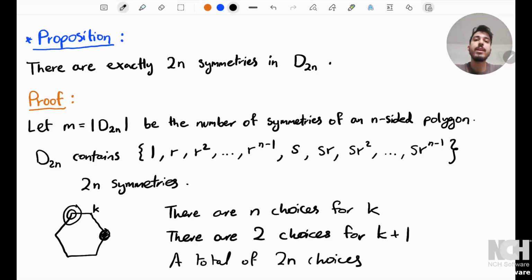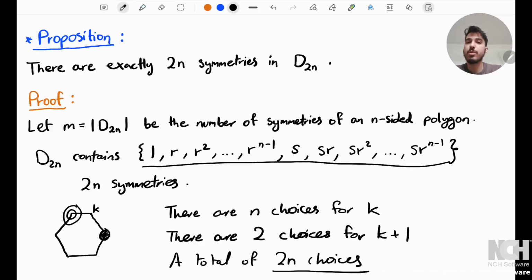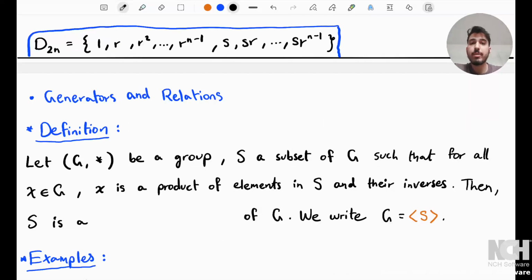And these choices determine completely the symmetries because of the rigidity of the vertices in the polygon. So there are at most 2n choices, and we have found all of the choices. So that means there are exactly 2n symmetries in D2n. The cardinality is equal to 2n. Now that we have found the structure of D2n and the elements that are contained in it, we will move on to the next topic and the last one in this lecture, generators and relations.